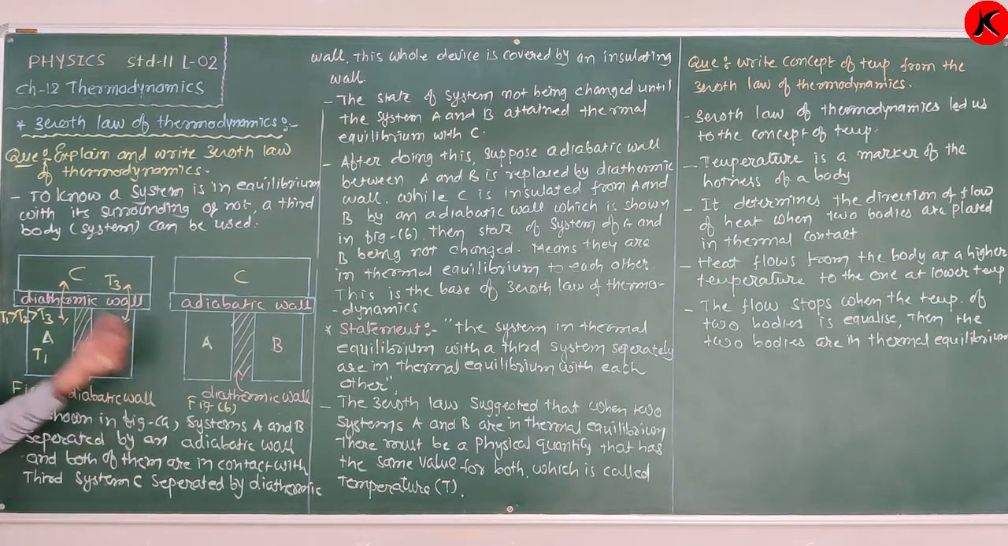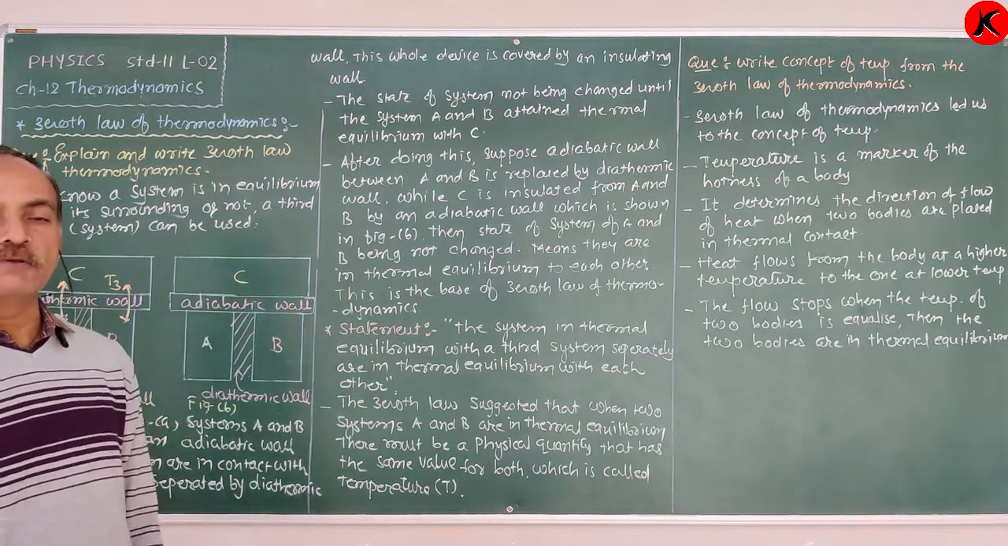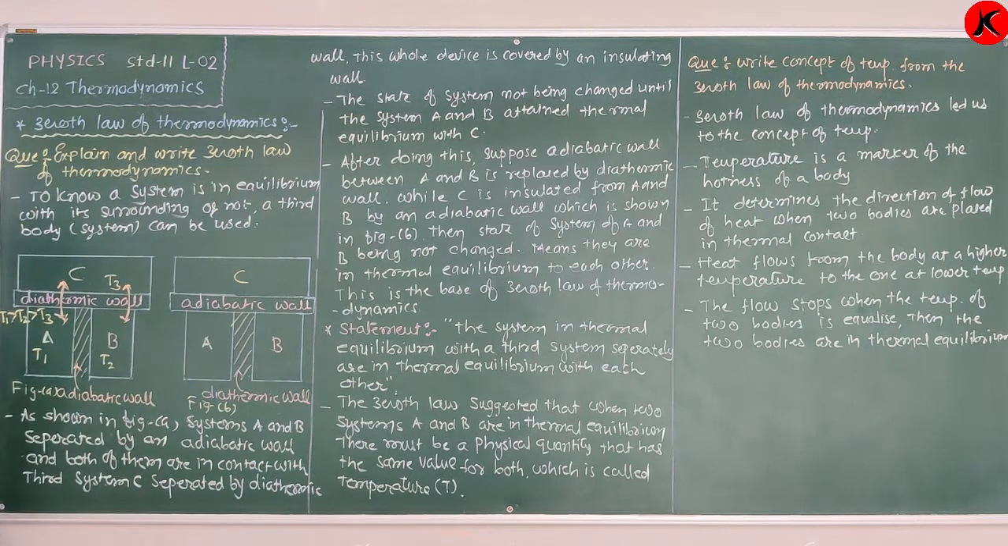Clear? Here the diathermic wall, that means the conducting wall, is between A and C and also B and C. Therefore the exchange of heat takes place between C and B and also from C to A. Now keep in mind that heat energy always flows from higher temperature to lower temperature. Here the temperature of C is much higher. Therefore the heat flows from C to B and also from C to A.